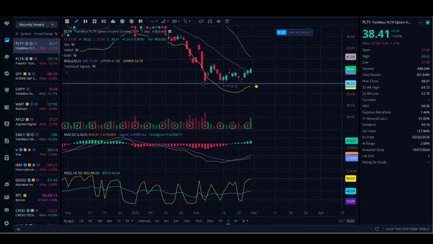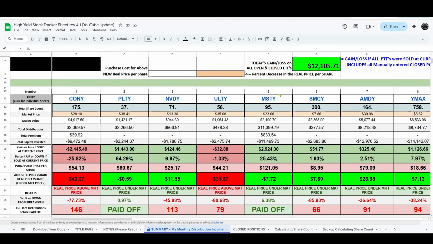So now let's just go ahead and let's update my spreadsheet. Let's enter in those distributions and let's find out if my account is showing any more red and what my new real price per share for each of my high yield ETFs are. And here we are on my high yield ETF spreadsheet.